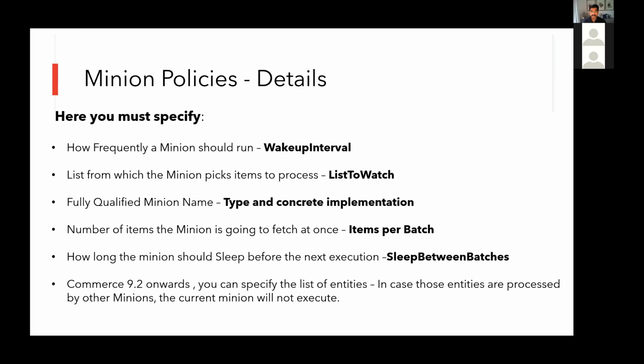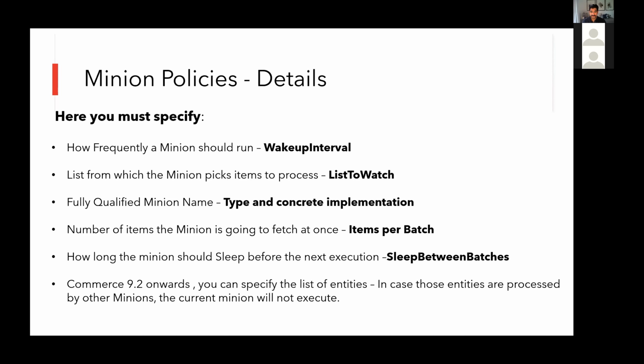From 9.2 onwards, you can specify the list of entities in the minion policy itself. For example, if you specify one of the entities as order entities, and that entity is being processed by another minion, and my minion wakes up and checks, oh, this entity is being processed by another minion, so the current minion will not execute. It will stop and wait for the next cycle to run. The reason is to avoid a deadlock situation if they are trying to access the same resources at the same time.